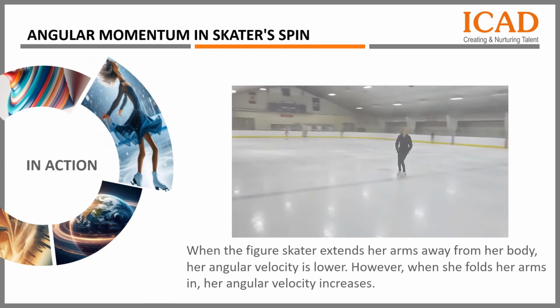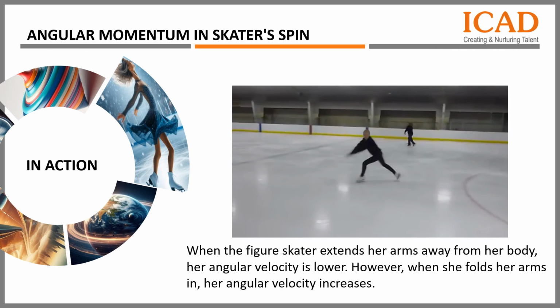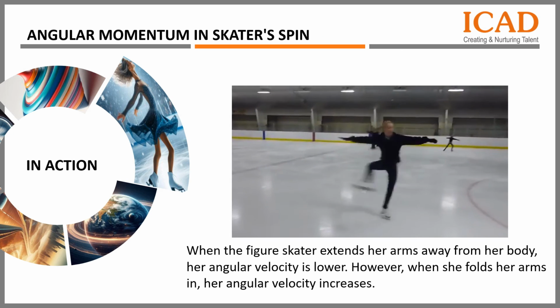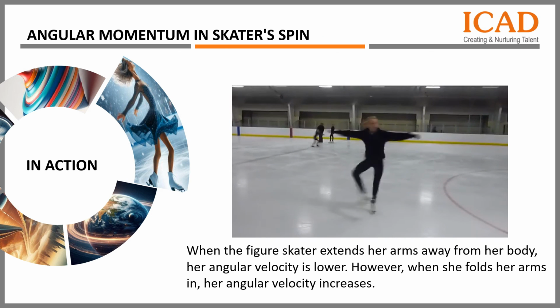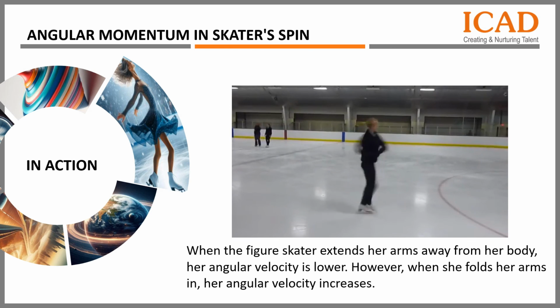Let us see a figure skater in action. We can see that when she extends her arms away from her body, her angular velocity is lower. However, when she folds her arms in, her angular velocity increases.